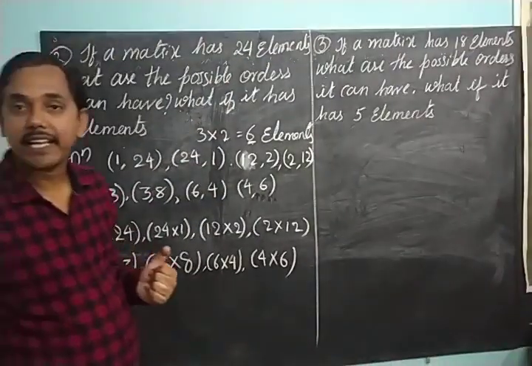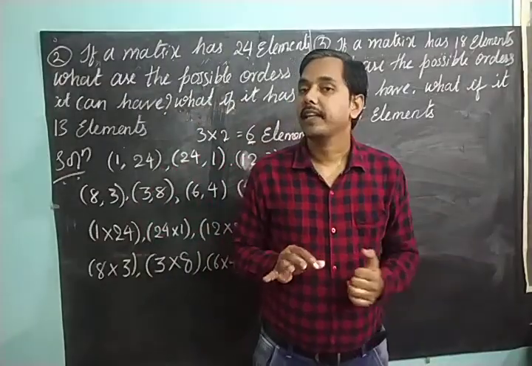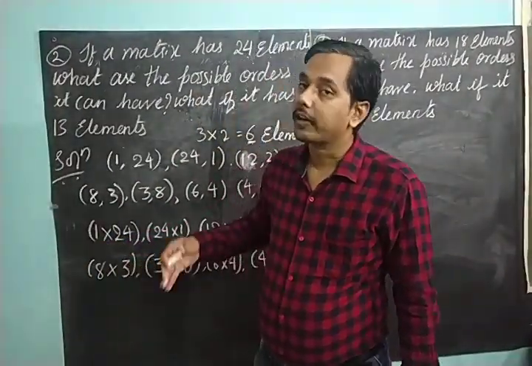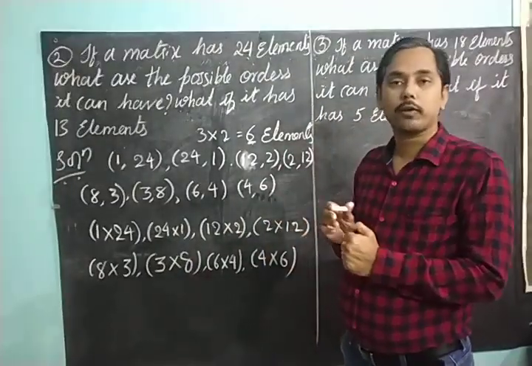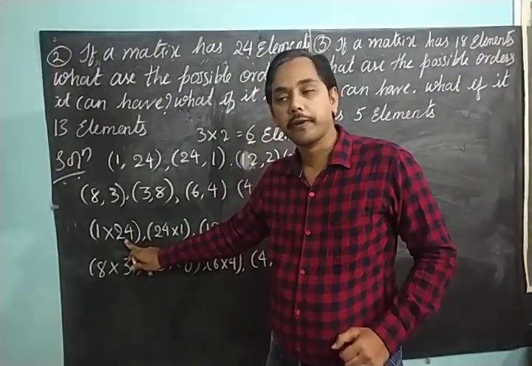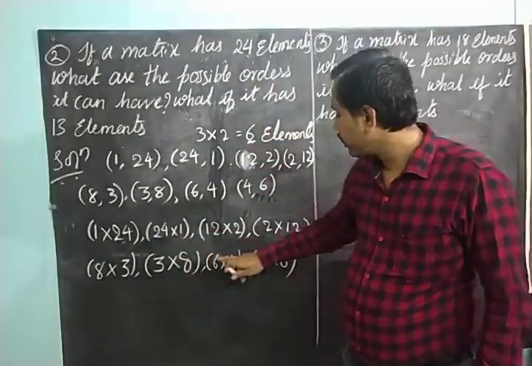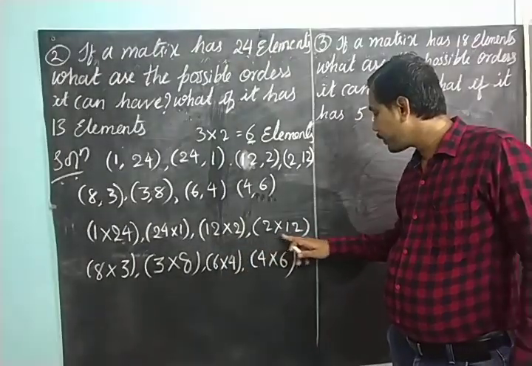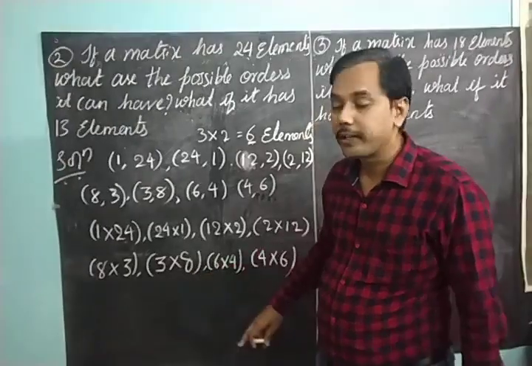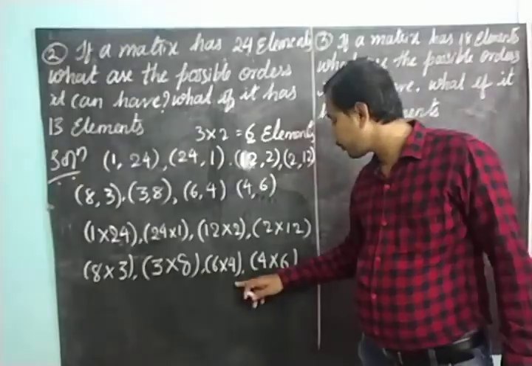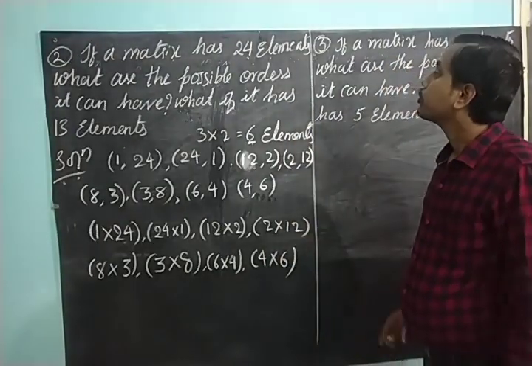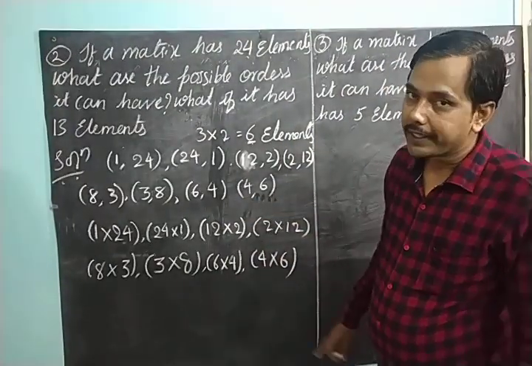Once again I repeat, if you multiply the elements in the order, that is 1 into 24 or m into n, you should get the total number of elements. So we are having 24 here. If we multiply 1 into 24, we get 24. 24 into 1 is 24. 12 into 2 is 24. 2 into 12 is 24. 8 into 3 is 24. 3 into 8 is 24. 6 into 4 is 24. As well, 4 into 6 is also 24. So these are the possible orders of the given matrix.